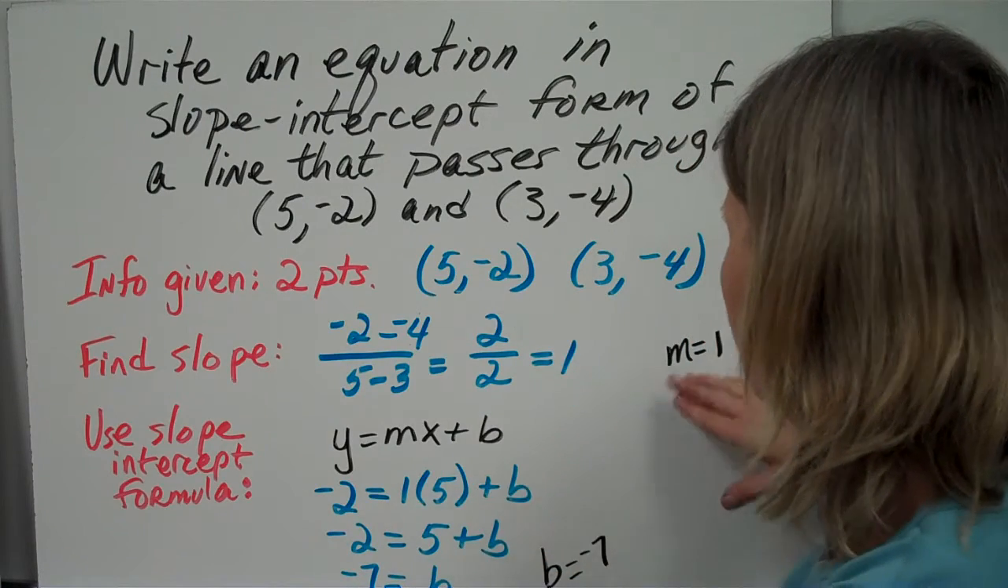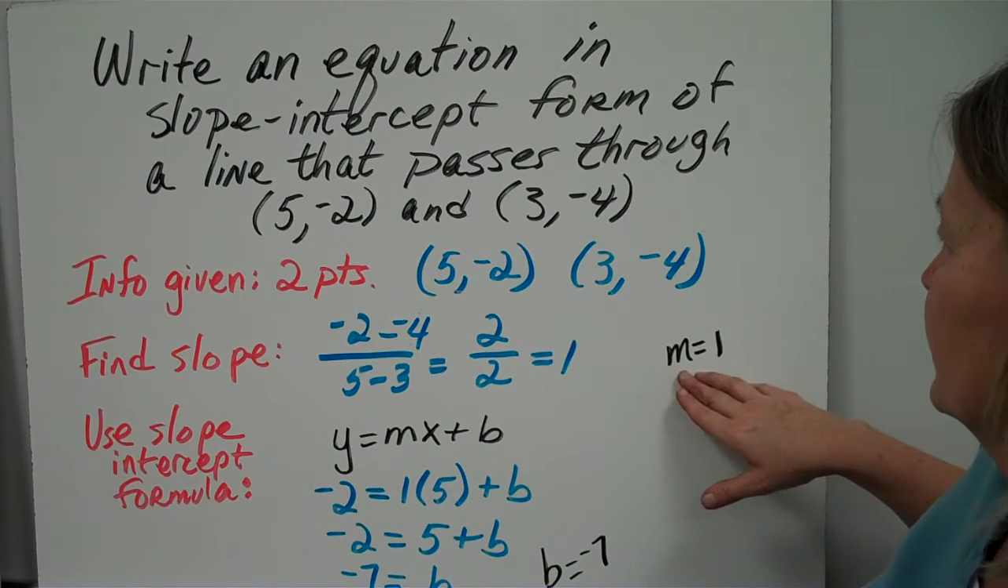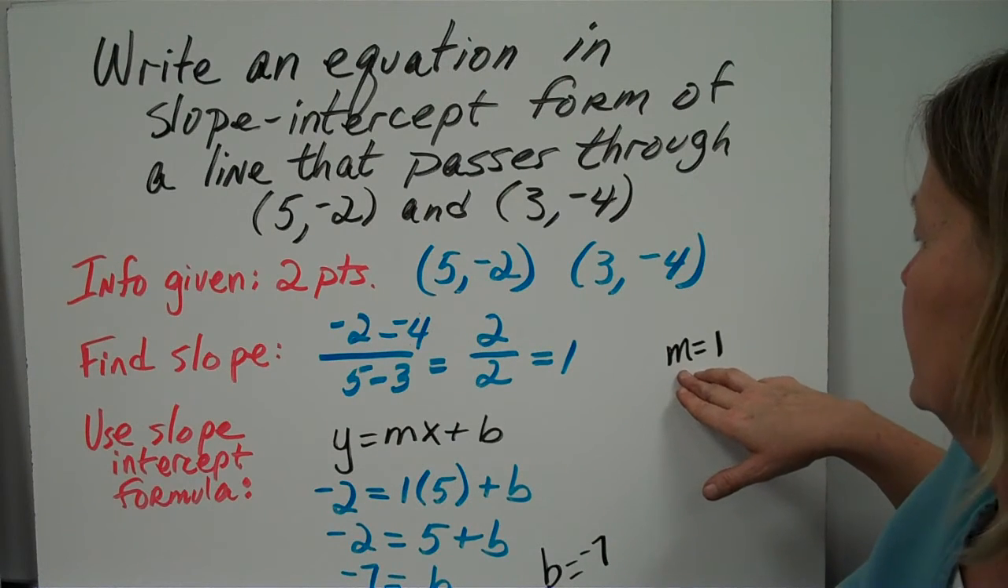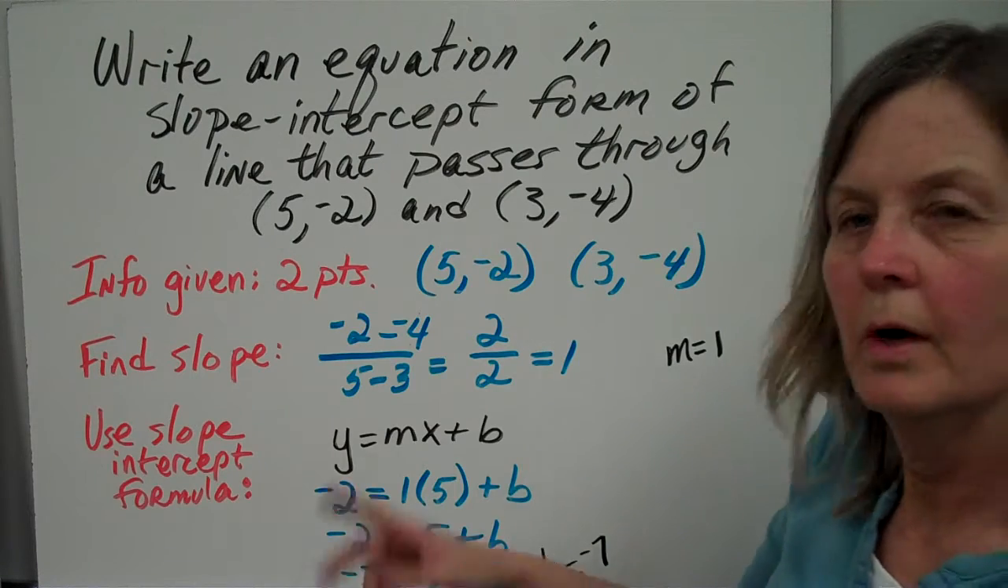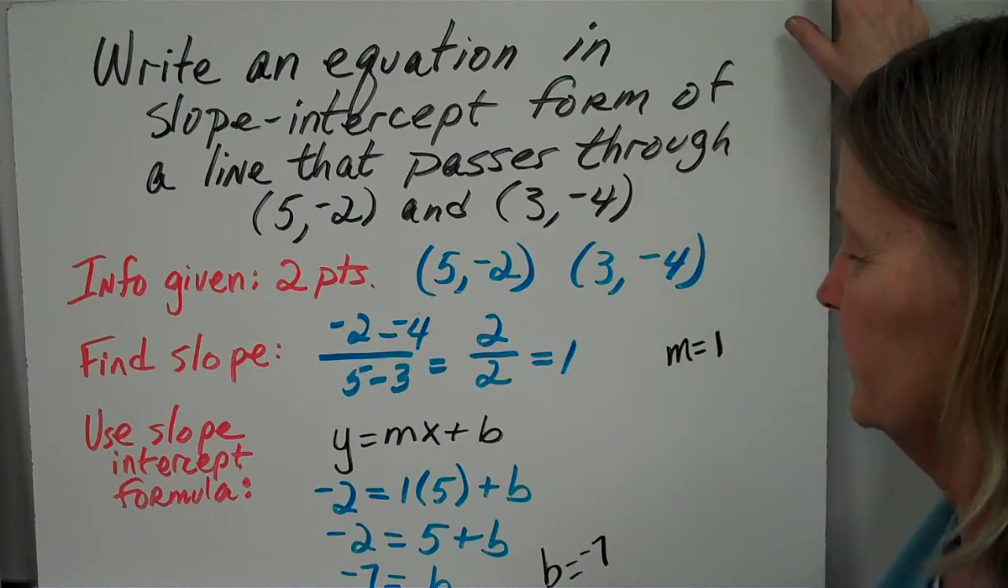So now we have both. We have slope and we have y-intercept. So you could write the equation as y equals 1x minus 7. That would be our equation for the line.